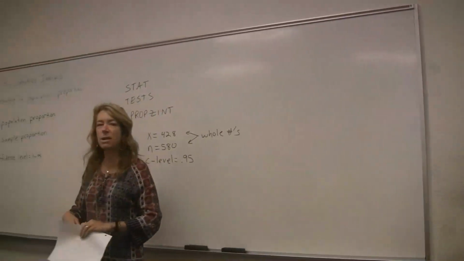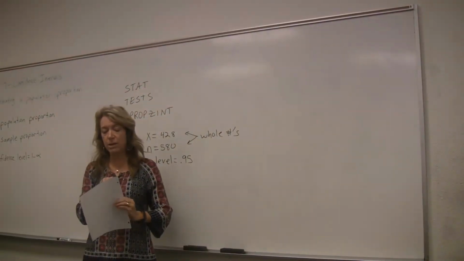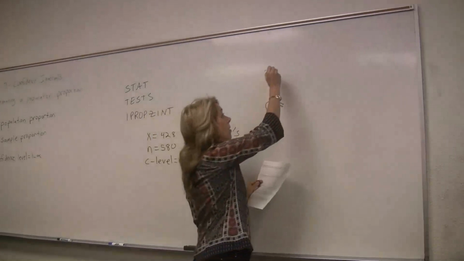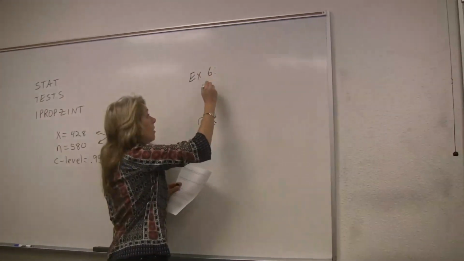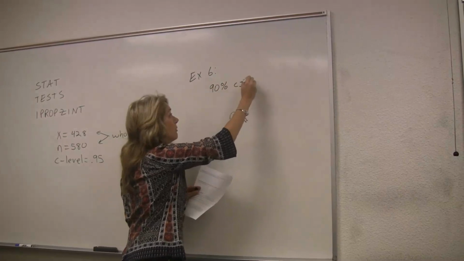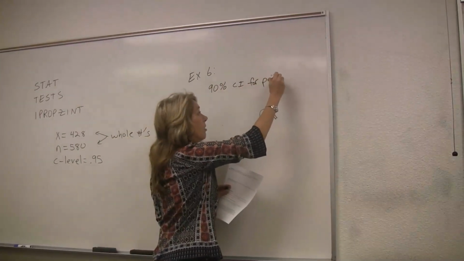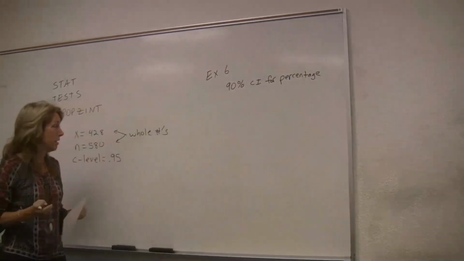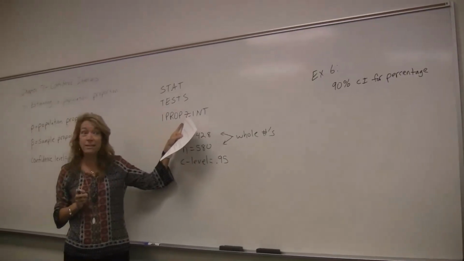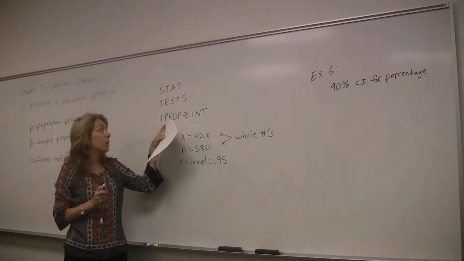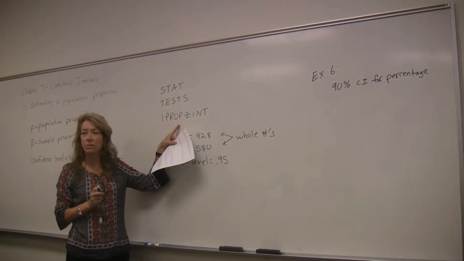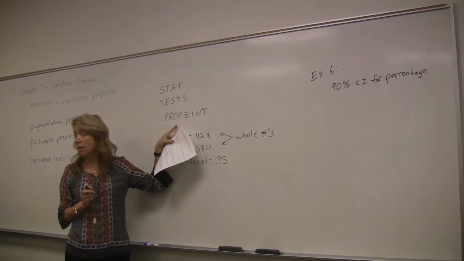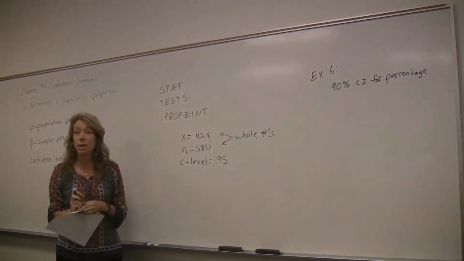So as soon as I see that it wants a 90% confidence interval for the percentage, that tells me I want to do what? Where am I going to go as soon as I read those directions? One prop Z int is our new best friend. One prop Z int is because I'm dealing with one proportion. I'm looking for an interval. The Z is because we're working with Z's as our critical values. So it's kind of the shorthand for everything we're doing.